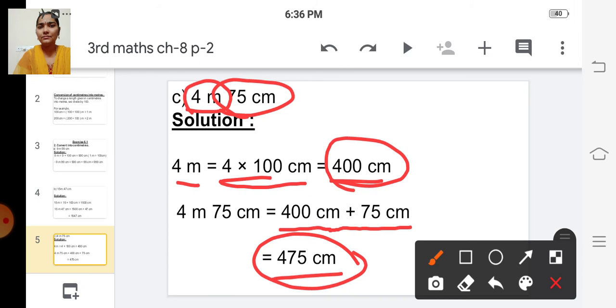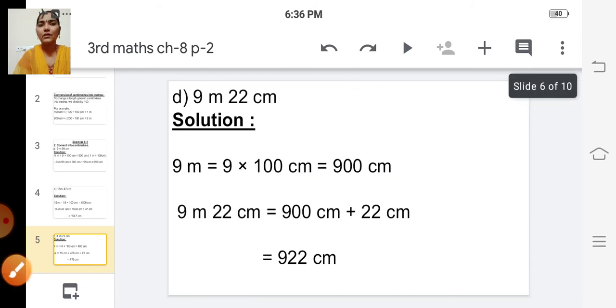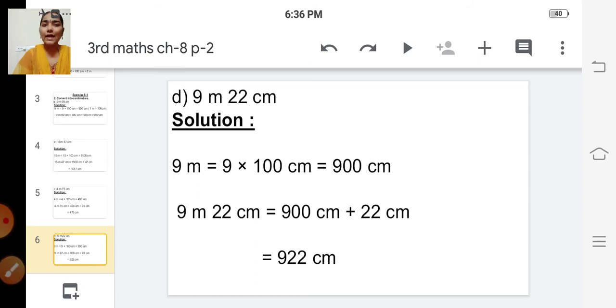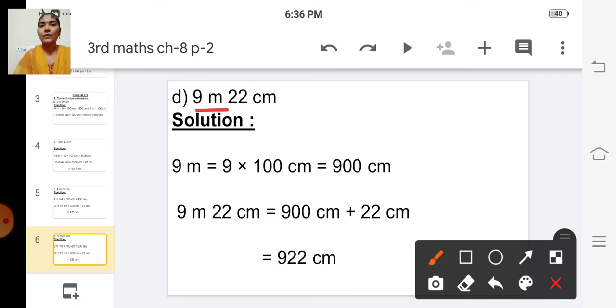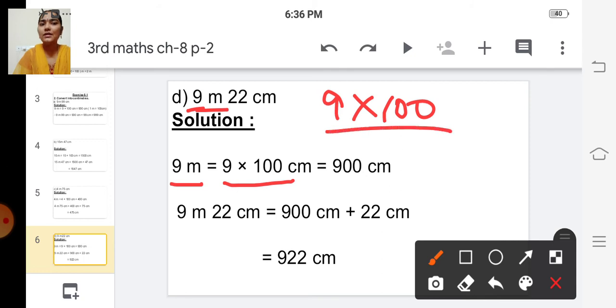Is it clear, children? Yes. So next one, D, 9 meter and 22 centimeters. So first thing, we have to convert this meter into centimeters. For that we have to multiply this 9 by 100. So 9 meter is equal to 9 into 100 centimeter, which is equal to 900 centimeters.